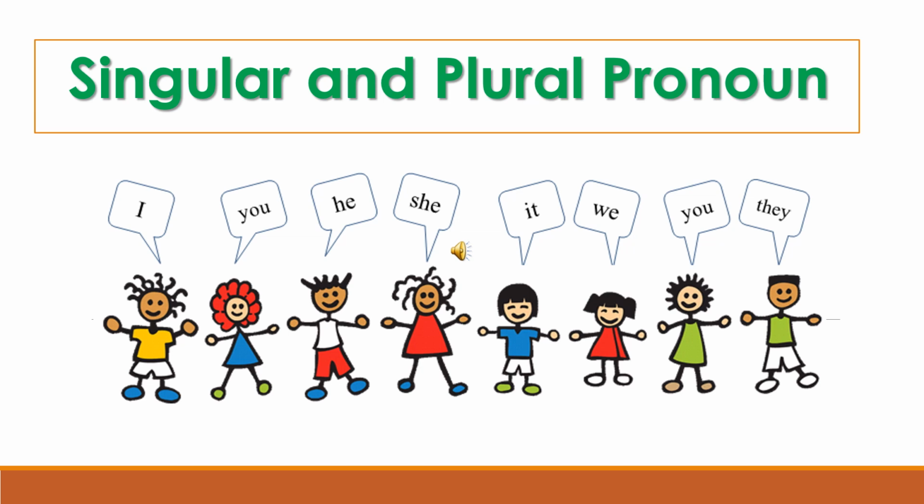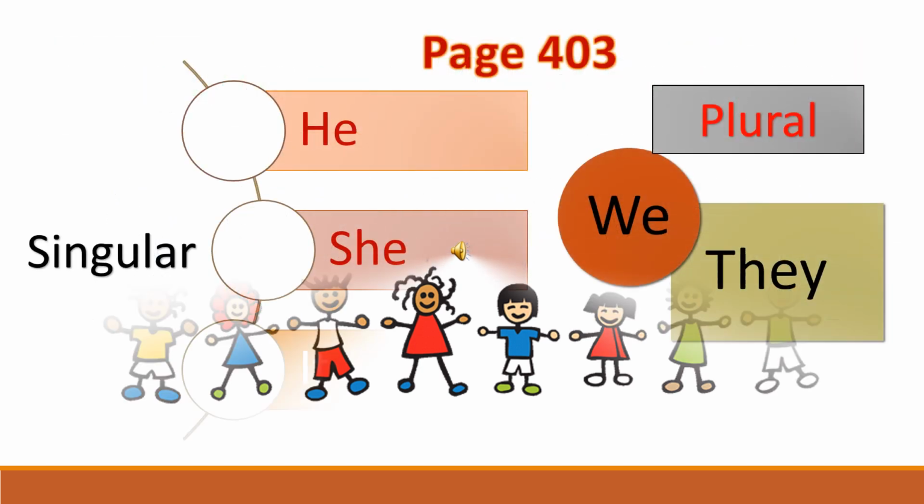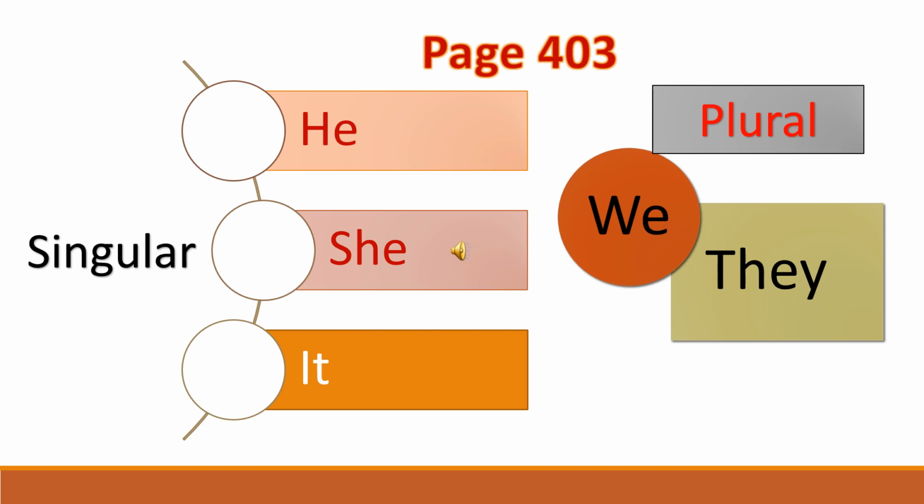So as you can see, this is related to our previous lesson. Alright, let's proceed. Okay, so here we have singular pronouns. And these are he, she, and it. While on the other side, we have plural pronouns. These are we and they.